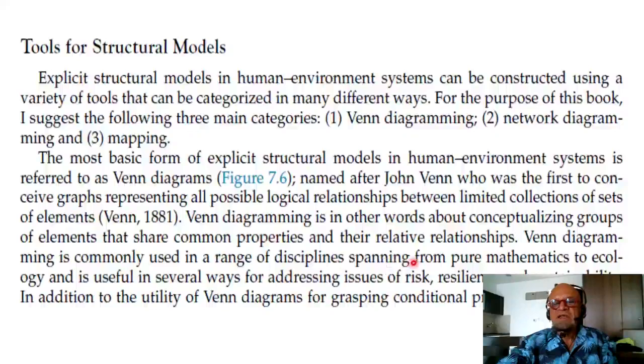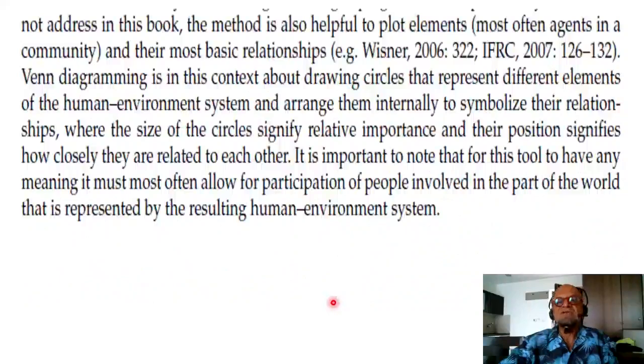Venn diagramming is, in other words, about conceptualizing groups of elements that share common properties and their relative relationships. It is commonly used in a range of disciplines spanning from pure mathematics to ecology, and is useful in several ways for addressing issues of risk, resilience, and sustainability. So we have to always keep coming back to these things that we are interested in. In addition to the utility of Venn diagrams for grasping conditional probability, which I do not address in this book, the method is also helpful to plot elements, most often agents, in a community, and their most basic relationships.